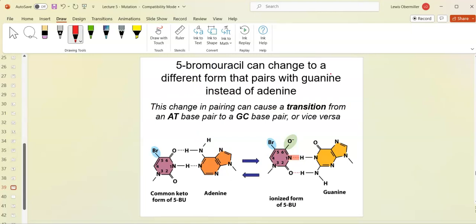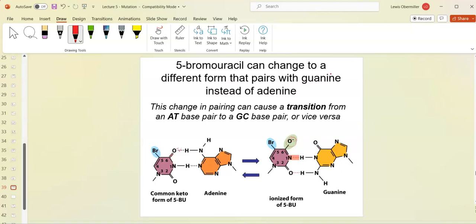So it can become ionized, right? So here, this oxygen, instead of being a ketone group, a double bond, here it has a single bond with an extra electron and an extra unpaired electron. That causes the base pairing to shift.